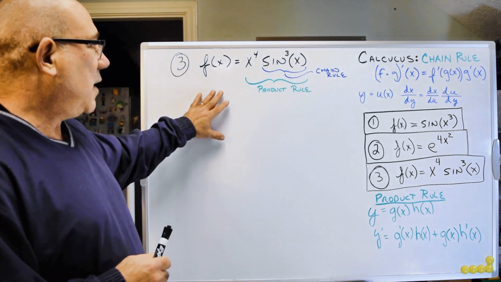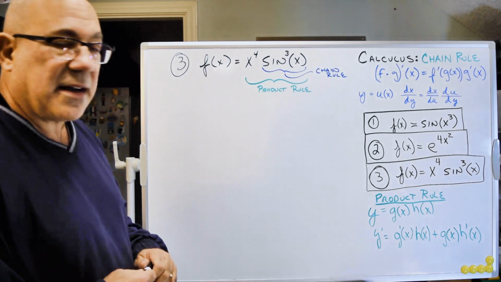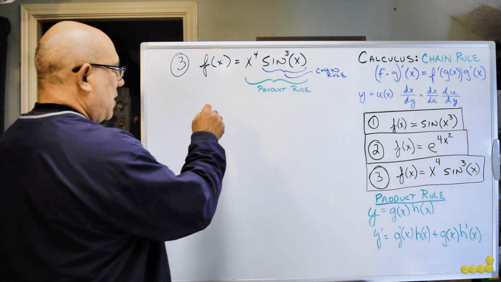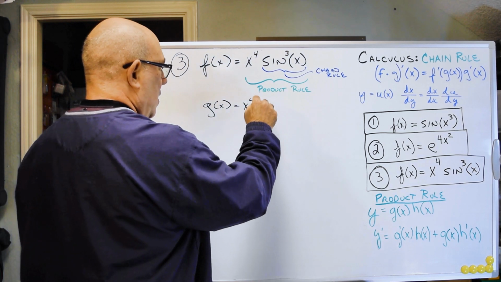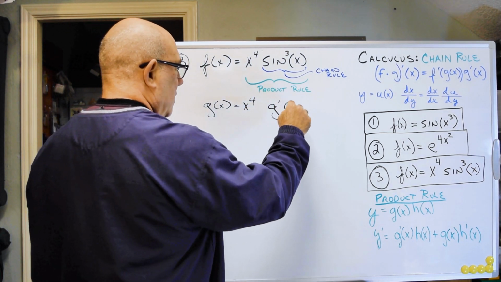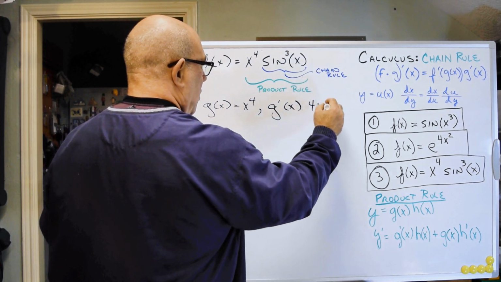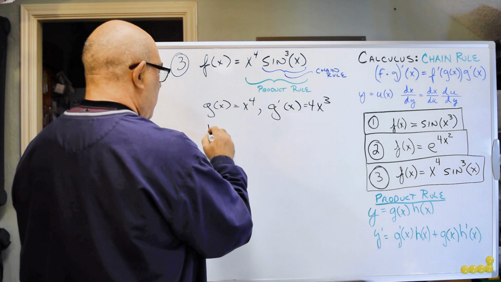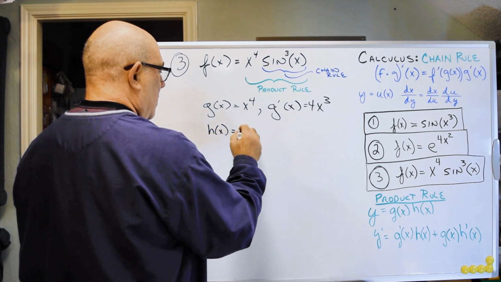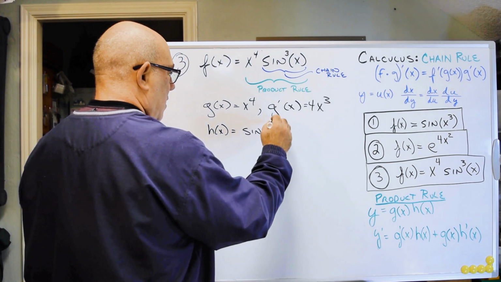Okay, so let's solve this problem now. The first thing we have to do is define g of x and h of x. So g of x is going to equal x to the fourth, and then g prime of x will equal 4x cubed. Okay? And then h of x is going to equal sine of x cubed.